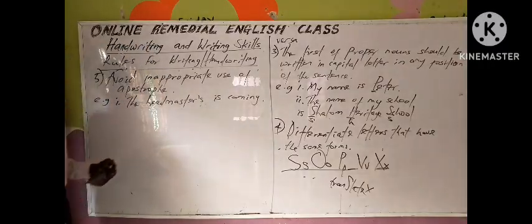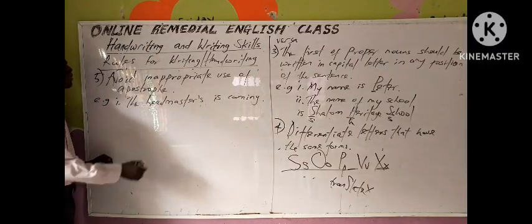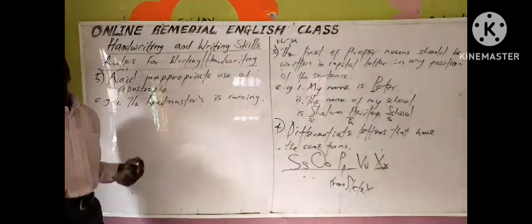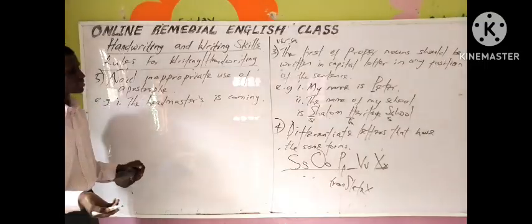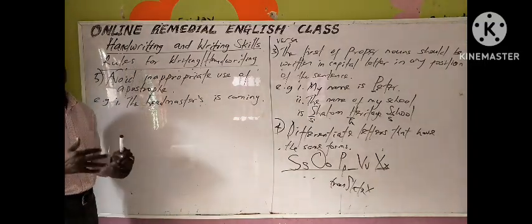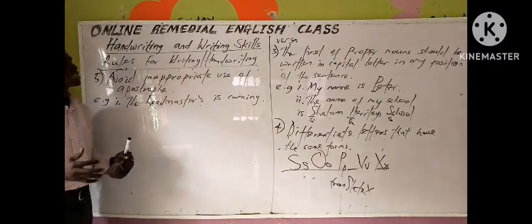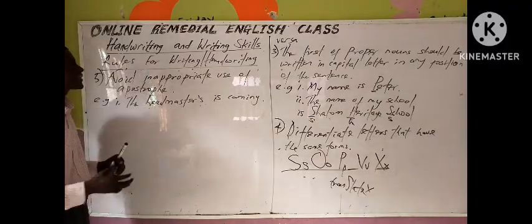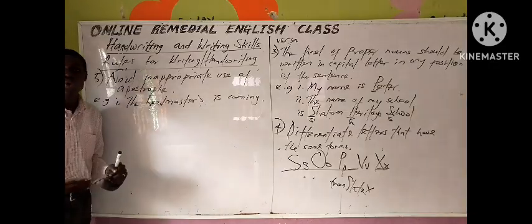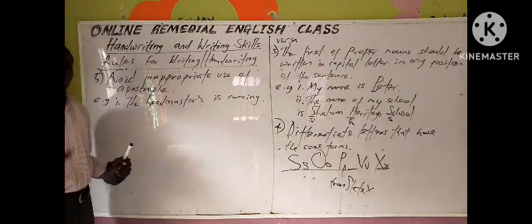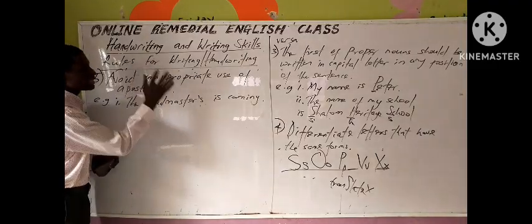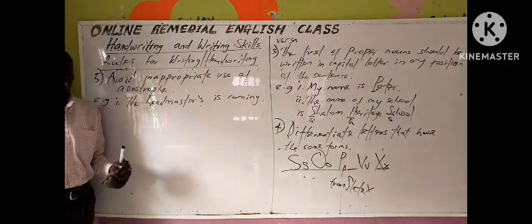The headmaster's is coming. Of course, the apostrophe is used for three functions, and the one that is used the most is to show possession. It can also show singular and plural, right? But let's stay with showing possession.